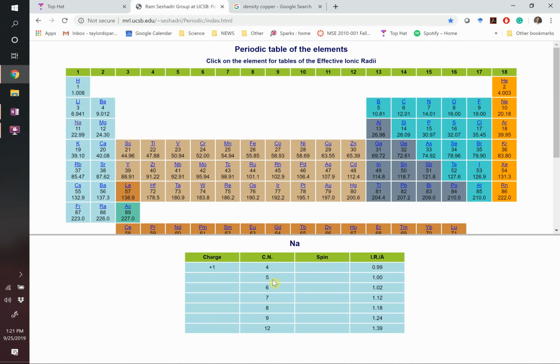Which is kind of weird. We think of things as being a fixed size. What this means is the size of atoms depends on its environment. They can squish a little bit. And if you give it a really big box, like 12 nearest neighbors, it's going to be the biggest version that sodium can be. But if you squeeze it down where it's surrounded by 4 nearest neighbors, it's going to be the smallest version that sodium can be. Does this make sense?